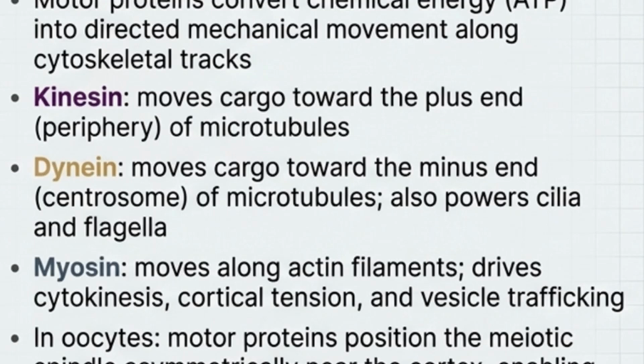Myosin works along actin filaments rather than microtubules. Different myosin isoforms contribute to cytokinesis via the contractile ring, maintain cortical tension, and facilitate vesicle trafficking near the cell surface. In the oocyte, myosin-driven actin dynamics are critical for the highly asymmetric cell divisions that produce the first and second polar bodies, divisions that must eject chromosomes without expelling the cytoplasm.